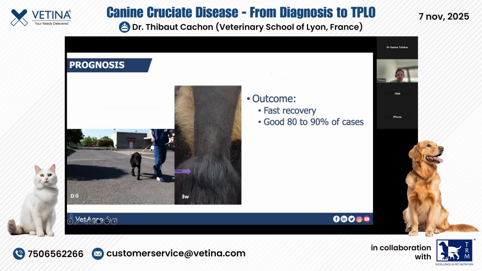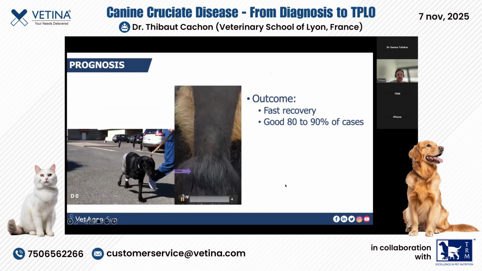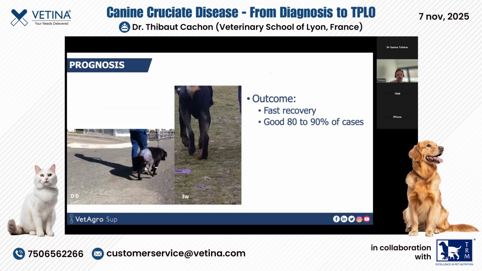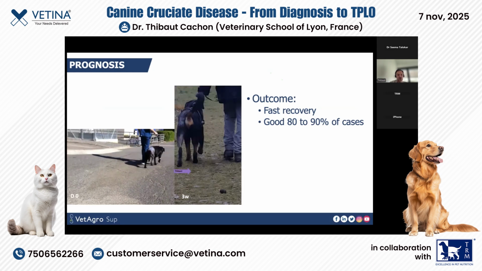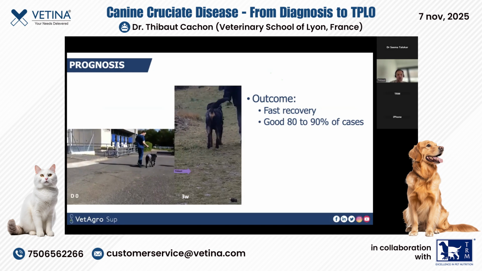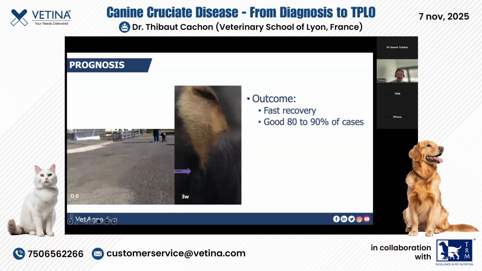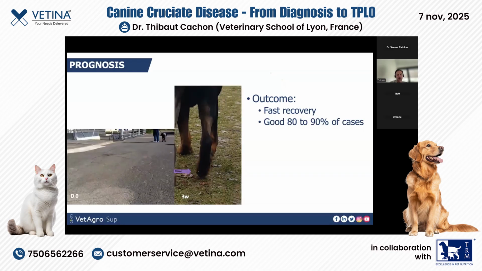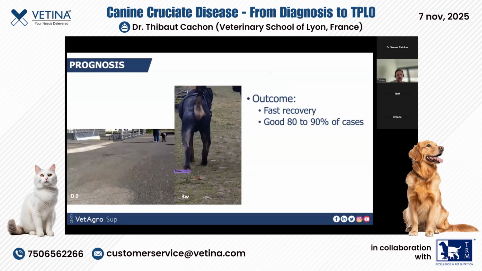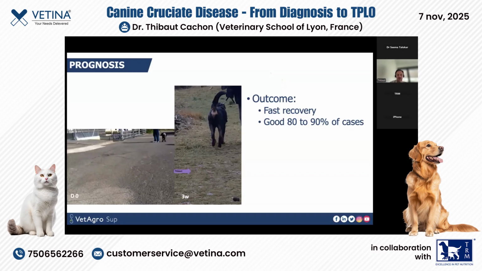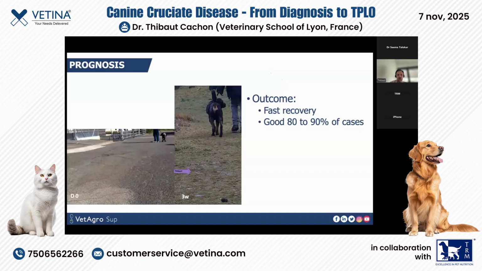At 3 weeks post-op, the dogs are quite nice. They get more or less a grade 1 or grade 2 lameness, no more. And at 6 weeks post-op, you should get no more lameness at all with the TPLO. We get more or less 80 to 90% of good outcome in our cases. So it's a very good surgery, a really very predictable outcome, and I think that it's, as I say to you, the best surgery for the cruciate disease.